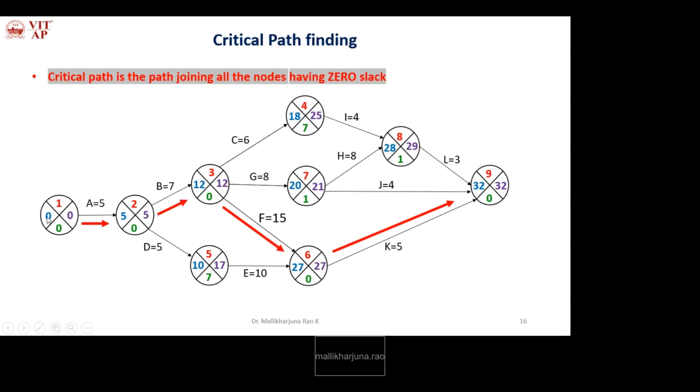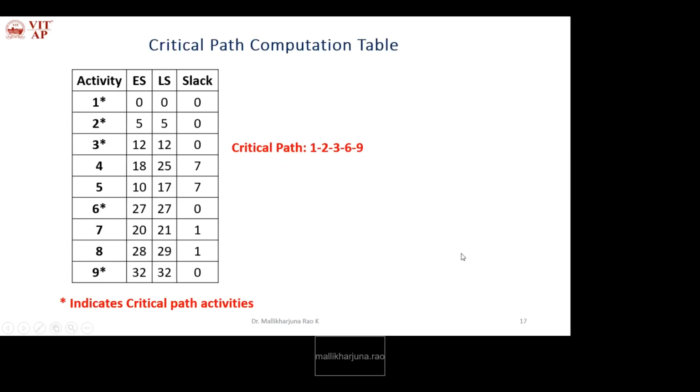The critical events are 1, 2, 3, 6, 9, and the critical activities are A, B, F, K. So we have to list this in a table: the events 1, 2, 3, 4, 5, 6, 7, 8, 9, with their corresponding early start, latest start, and slack.